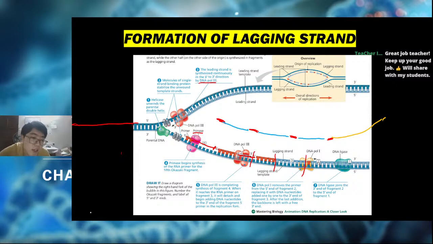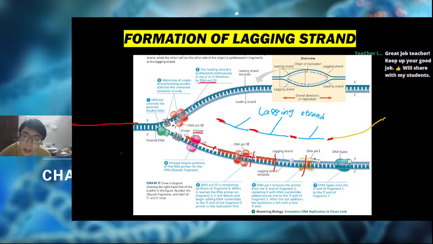This one is the lagging strand. So which part is the lagging strand? The lagging strand is this one. All of this is the lagging strand. So this is the lagging strand. These three together we call the lagging strand.